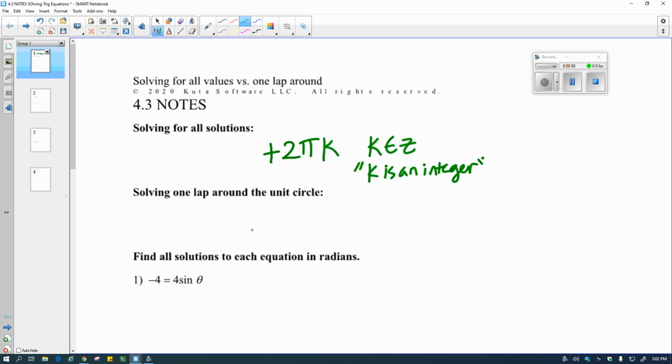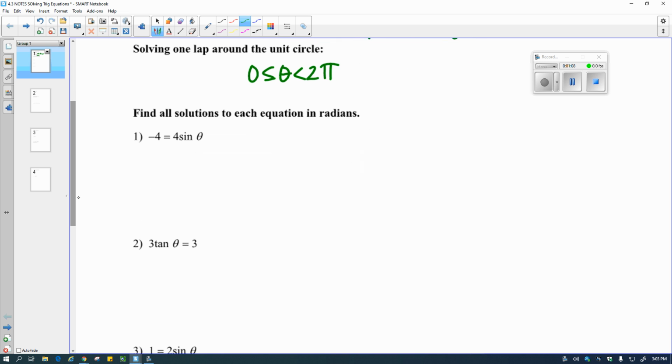So remember, when you're solving for one lap around the unit circle, you're restricting your values between 0 and 2 pi, and this is what we're used to doing. So for example, in problem number 1, what I like to do is just replace the trig function with a variable and solve it like I would normally. So that means x equals -1.